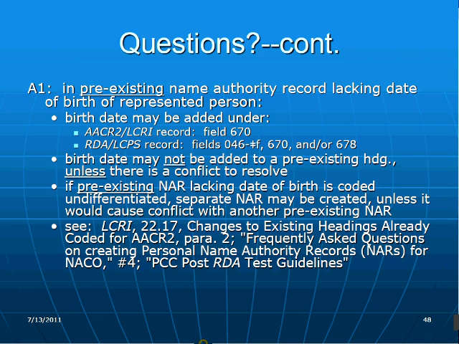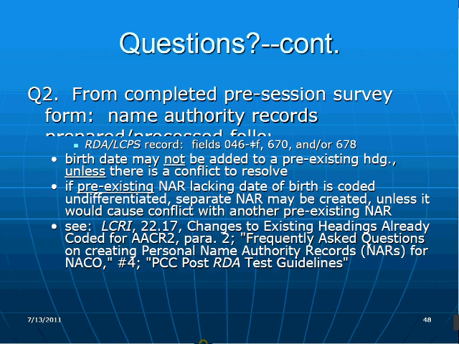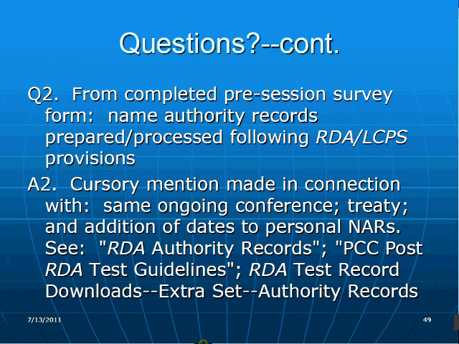If a pre-existing name authority record lacking date of birth is coded undifferentiated, a separate name authority record may be created unless it would cause conflict with another pre-existing name authority record. Please see LCRI 22.17, changes to existing headings already coded for AACR2, paragraph 2. Frequently asked questions on creating personal name authority records (NARs) for NACO number 4, and PCC post-RDA test guidelines.